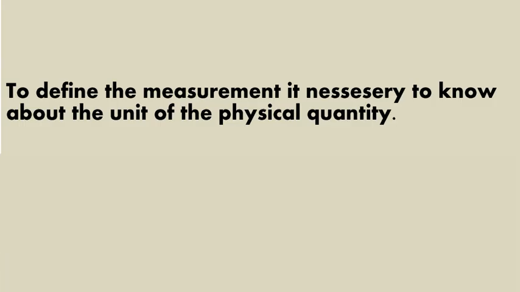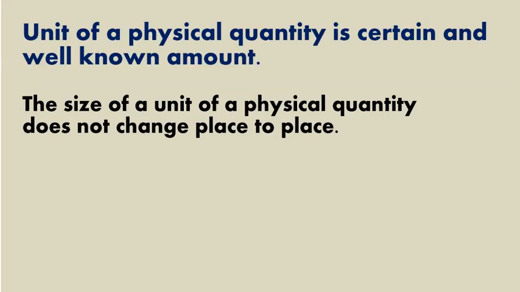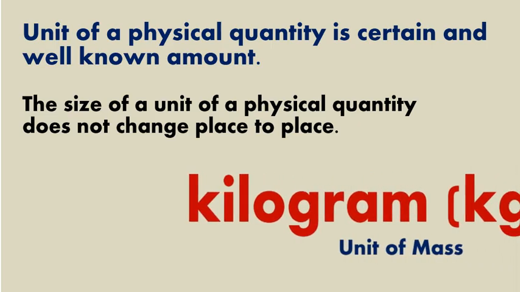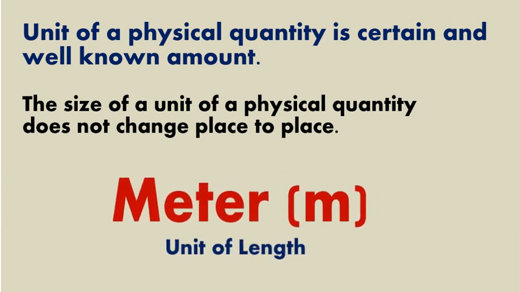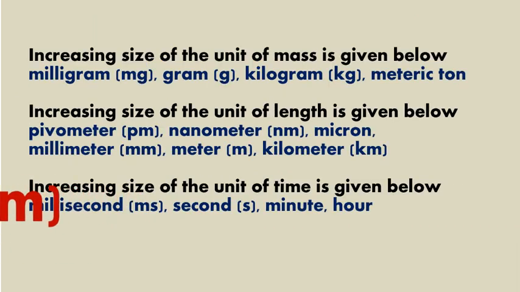To understand the process of measurement, first we define units. A unit of a physical quantity is a certain and well-known amount. For example, kilogram is the unit of mass which is fixed everywhere and well known. Meter is the unit of length which is fixed and well known. A physical quantity has a large number of units. Some are smaller in size and some are larger in size.